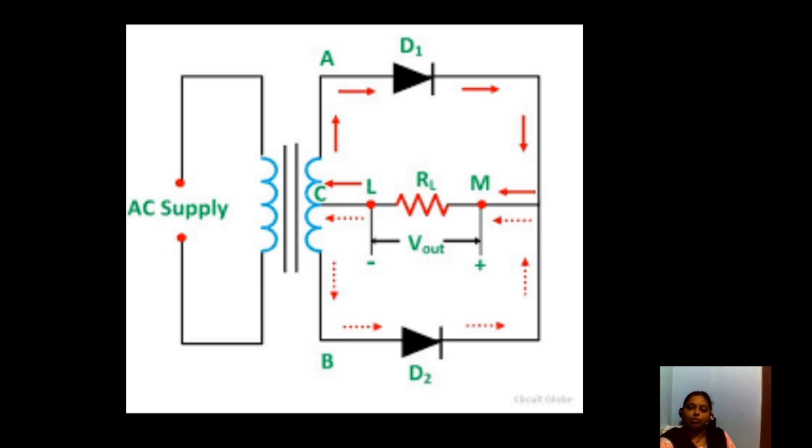So in this case, in both cycles of input AC, we are getting an output at the load resistance. That means this rectifier is a full wave rectifier, and if you notice the voltage across RL, it is in the same direction. That means we get a DC voltage across the load resistance.